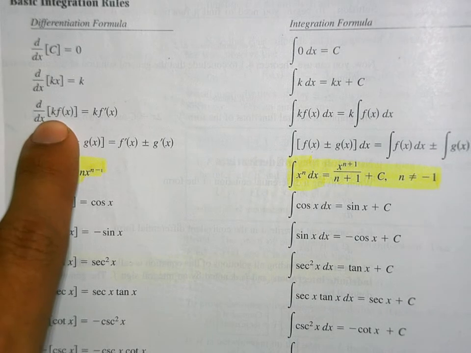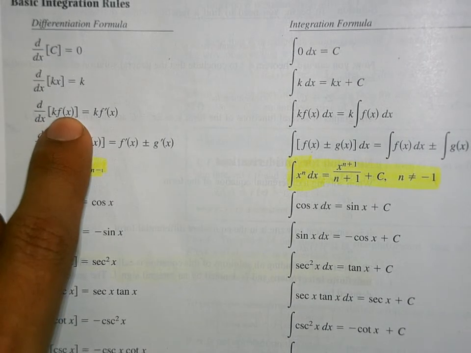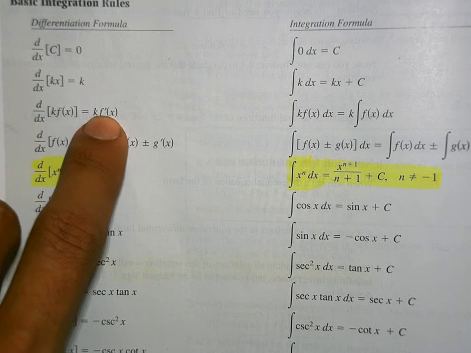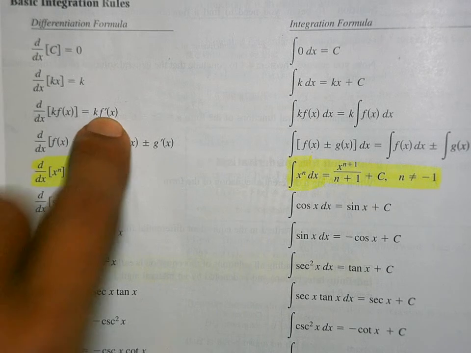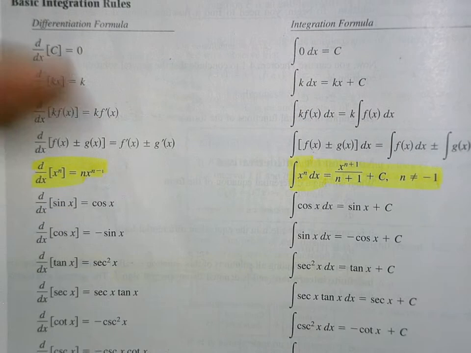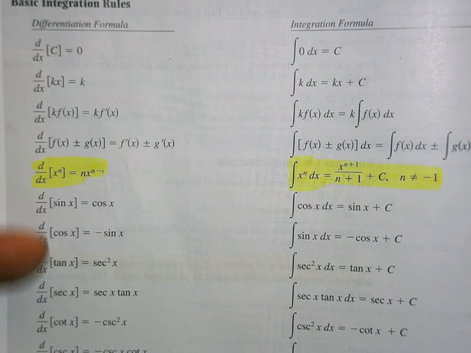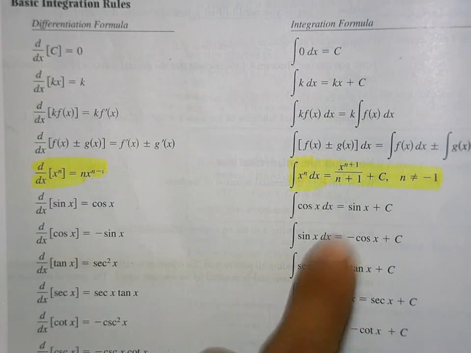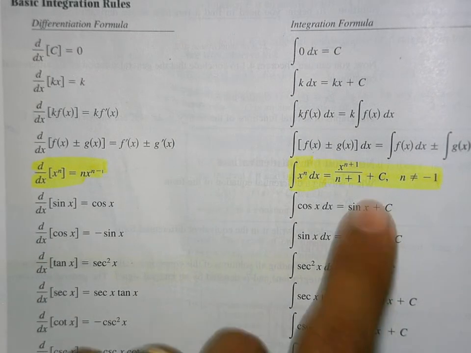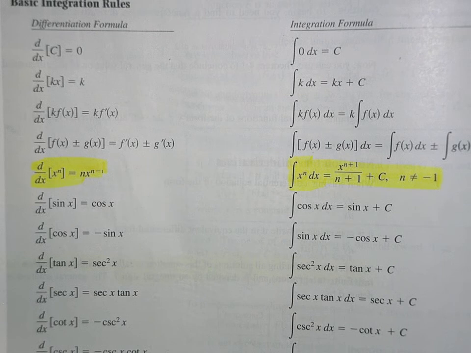Here's the constant times the function. So the derivative would be the constant times the function times the first derivative. And so on and so forth. You can actually see all the derivatives and all the integrals side by side, and these ones will have the constants over here. If you need to use this chart while you're doing your homework, feel free to use that chart.